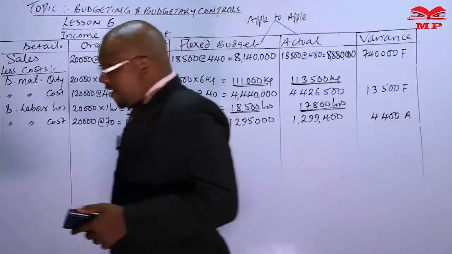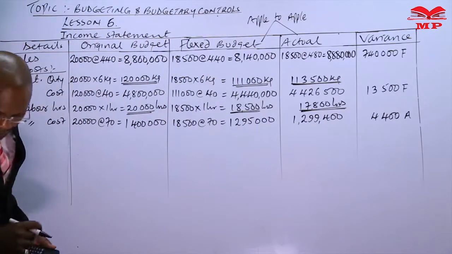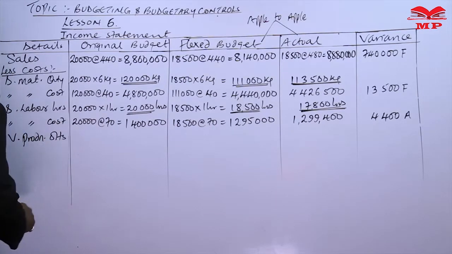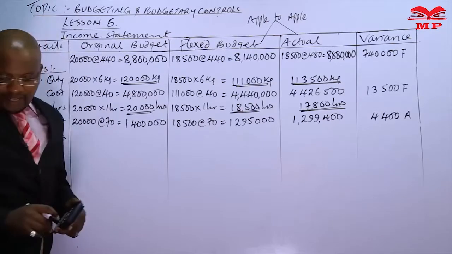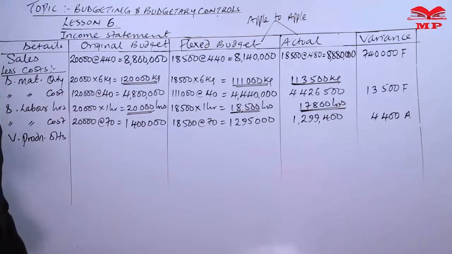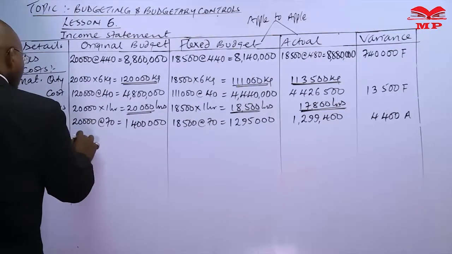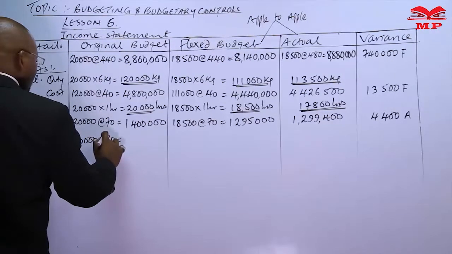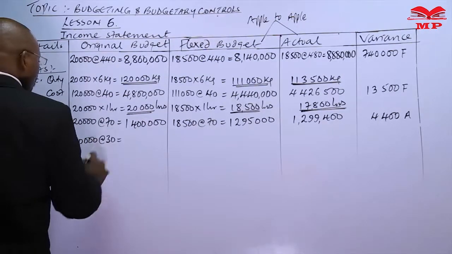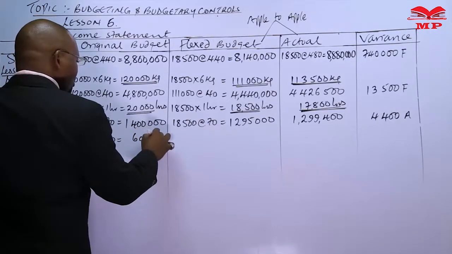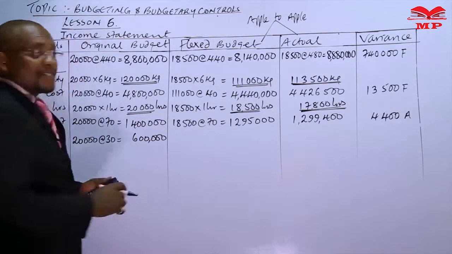Then there is the variable production overheads. We have been told, using information number one, that the variable production overheads vary with units produced. So if you do 20,000 units, each at 30 shillings provided in that cost statement or the standard cost card, that means we have 600,000. This is the cost that you are to spend as per the budget.